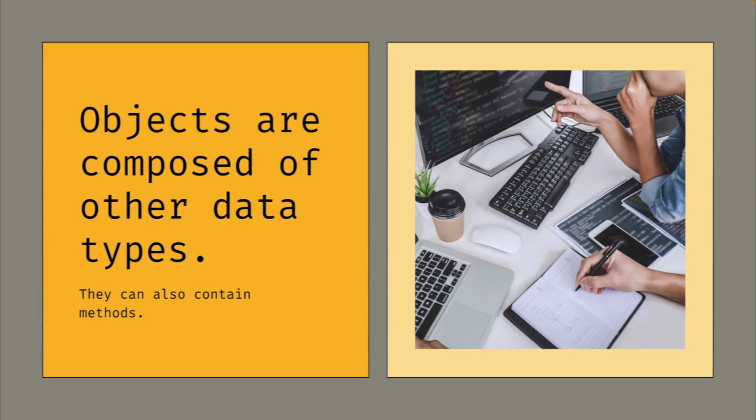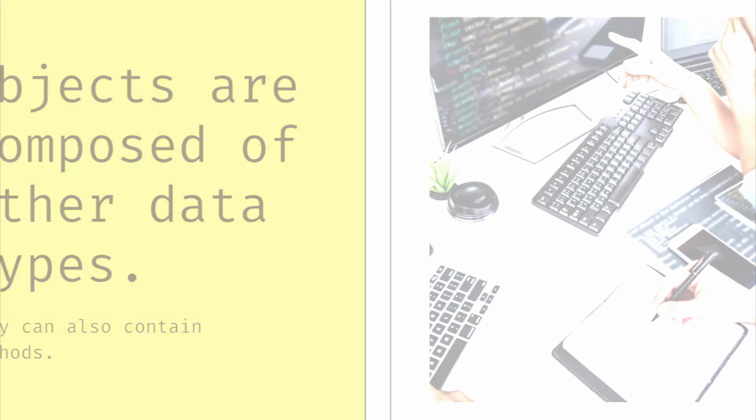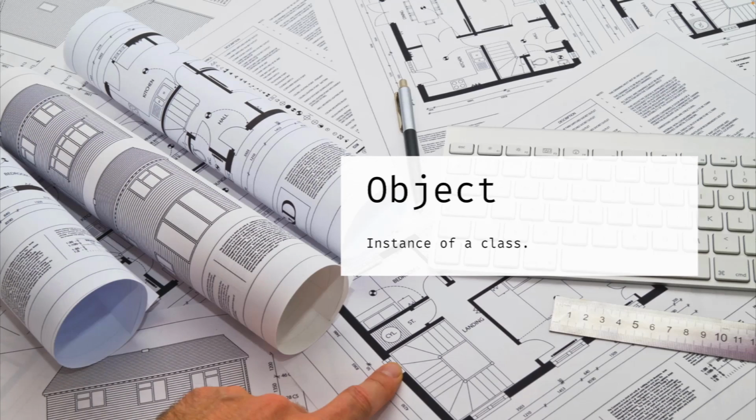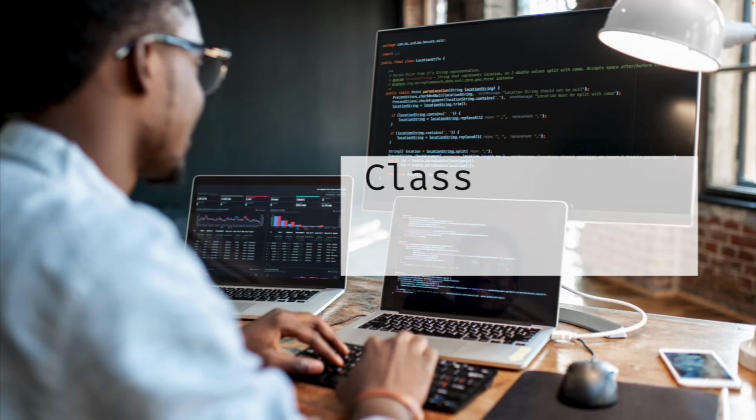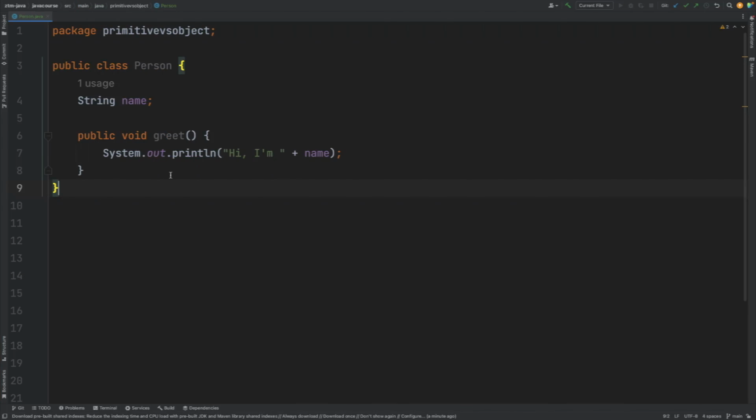Objects, on the other hand, are composed of other data types and do contain methods. Or at least, they could. An object is an instance of a class. And a class is a blueprint that's pretty much a collection of properties and methods. You can see an example of an object here.